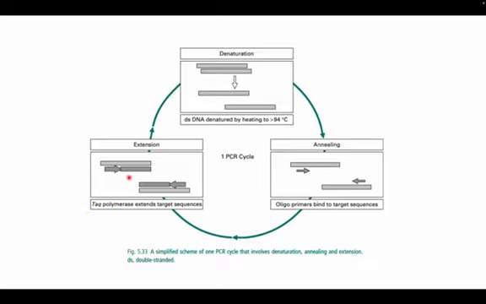So you can see one PCR cycle consists of 3 steps: denaturation, annealing, and extension. And each cycle will increase the number of DNA molecules by a factor of 2. And as we repeatedly cycle through this process, we will produce exponentially more and more copies of our DNA.